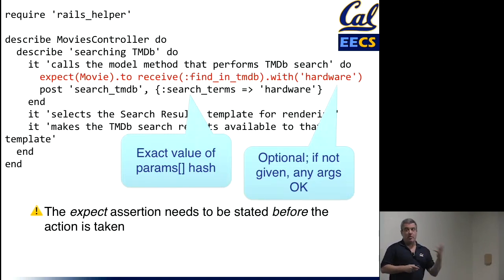This find in TMDB method doesn't actually do anything, right? The only thing it does in this test case is it verifies that it got called or not. But there's no functionality in there. In fact, I'll go you one better. Even if this method did exist, so now imagine that it's 2 weeks later, and some other developer on the team has actually coded the real find in TMDB method in the movie class. This test case is still going to stub it out.